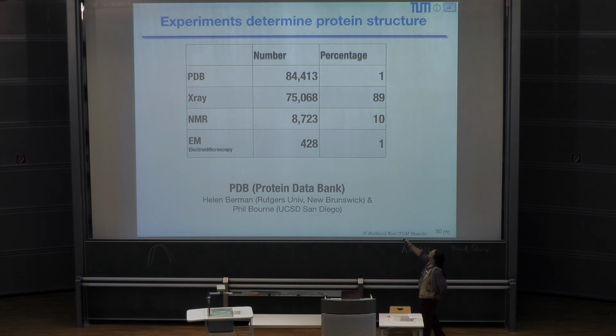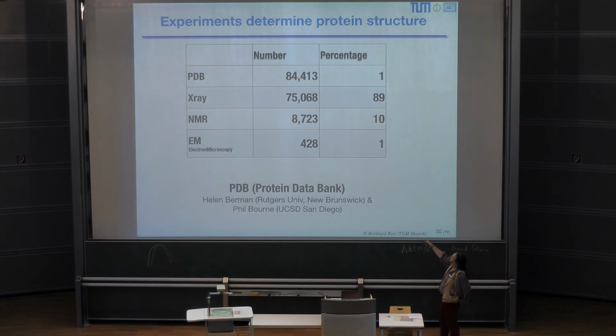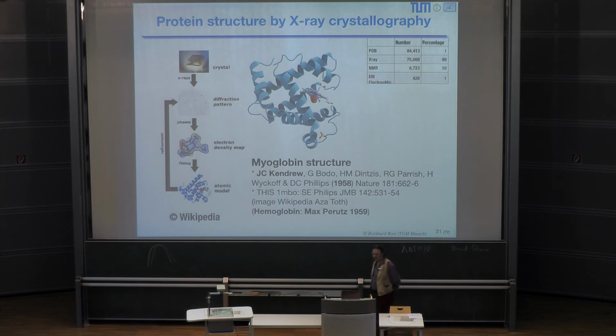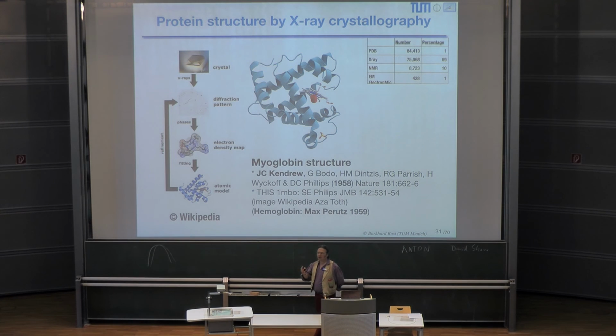I don't have a date on here, but maybe that's half a year ago, 84,000 structures in the PDB, 75,000 have been determined by X-ray crystallography, 8,000 by NMR, and 400 by electron microscopy. And I'll get into these three methods a little bit, well, one method per slide, so it really is not a level of detail.